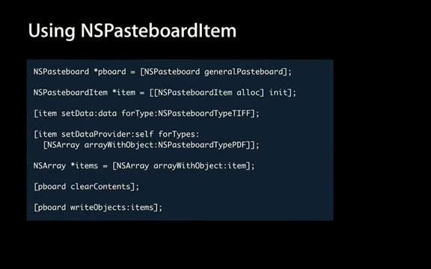Let's look at a couple of code samples. They're a little longer. We get the pasteboard. In this case, we're going to write some stuff to the pasteboard. We create an NSPasteboardItem, and then we fill it full of stuff. In this case, we'll set some TIFF data. We'll promise some PDF data. We could actually put as many as we want into an array.